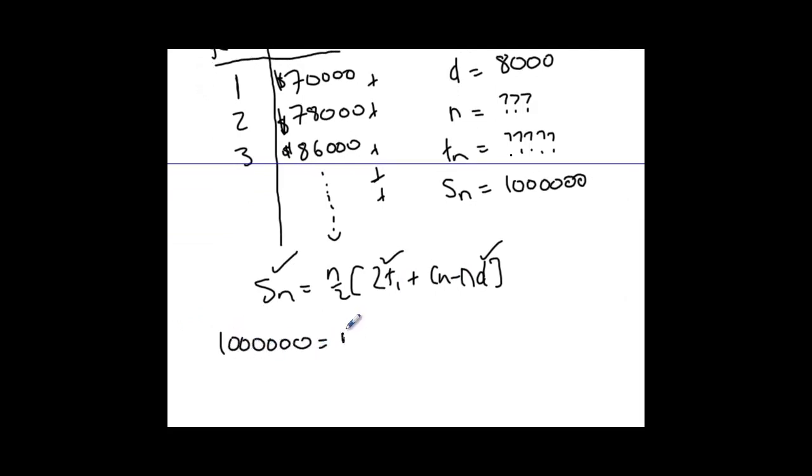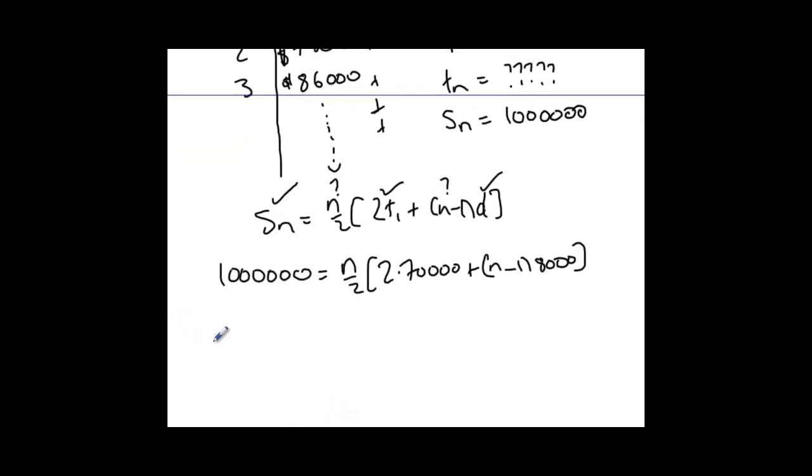$1 million is equal to n over 2. 2 times our first term was 70,000 plus n, we still don't know what n is, minus 1, and then D was $8,000. So I've plugged everything into my formula, but rather than solving for Sn, I now have to solve for n. I don't know this n here or this n here.